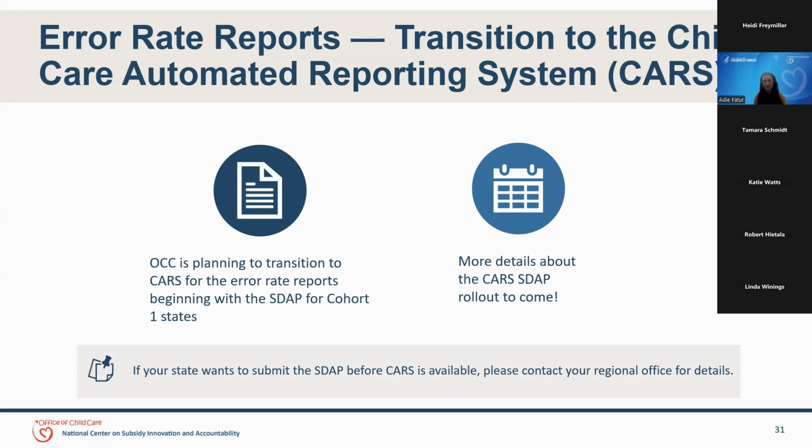But because we know historically, a handful or even maybe up to half of the states do like to get started early. If you're a state that wants to submit the SDAP prior to CARS being available, you can do that in an offline format. We know that's a little bit messy, but we want to make sure states can stick to their internal timelines, and we don't want to slow you down. So if that's something that you're interested in, please contact your regional office. If you're not sure who your current point of contact is, don't worry, we will reach out to you after this webinar and make sure you know how to get the error rate information that you need.